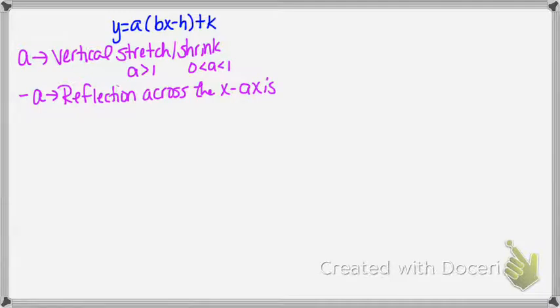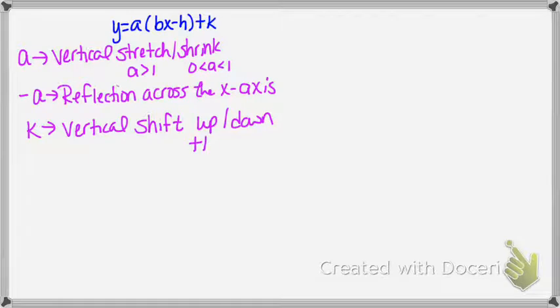And then I'm going to go ahead and jump over to that K since it's outside the parentheses as well. Since it's outside the parentheses, that means it's going to be vertical. It's being added or it could be subtracted, which means it's going to be a shift. And vertical shifts go up or down. So if it's a plus K, it's going to make our graph go up. And if it's a minus K, it's going to make our graph go down. Both of these, the A and the K, will affect my Y value since it's not inside the parentheses with the X.